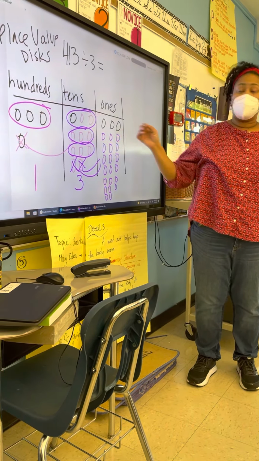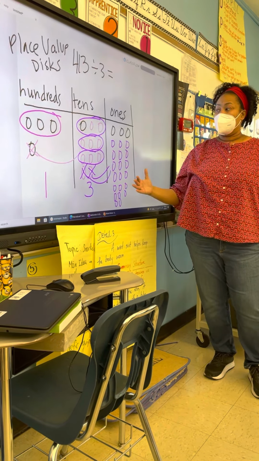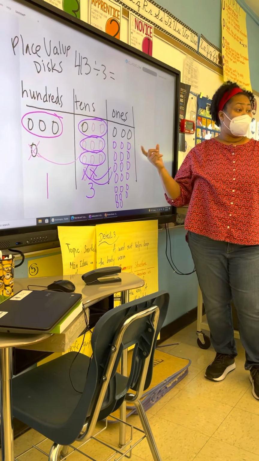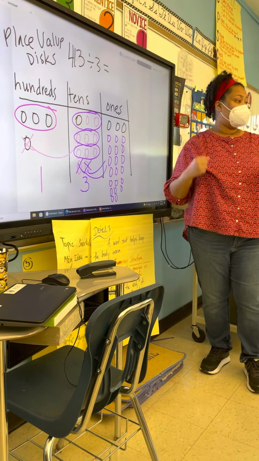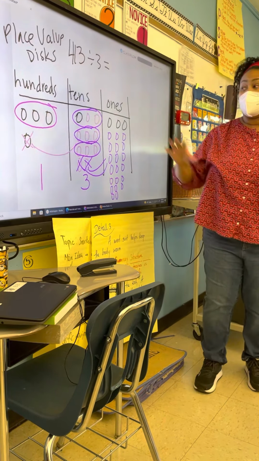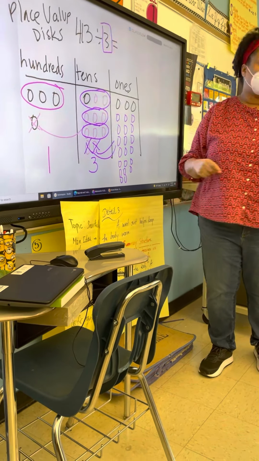I traded that for 2 tens. 2 tens equals 20 ones. So I had 20 ones plus the 3 I already had here. I had 3 to start with. So I have 23 ones. Now I'm going to put those in groups of 3 because everything I'm doing is going to be in groups of 3. That's my divisor.